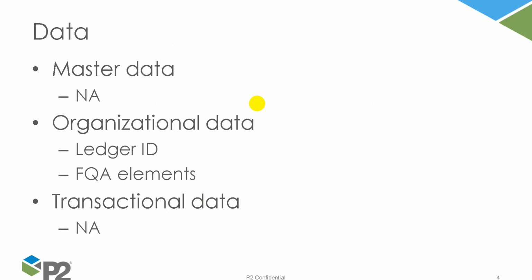For the data, we have no master data yet or transactional data. So usually when we define the ledger, this is the first step for configuring the IDEAS system. So all we need to know is actually what we want to call the ledger we're going to create, and the FQA elements, fully qualified account elements, we are going to use in transaction coding.